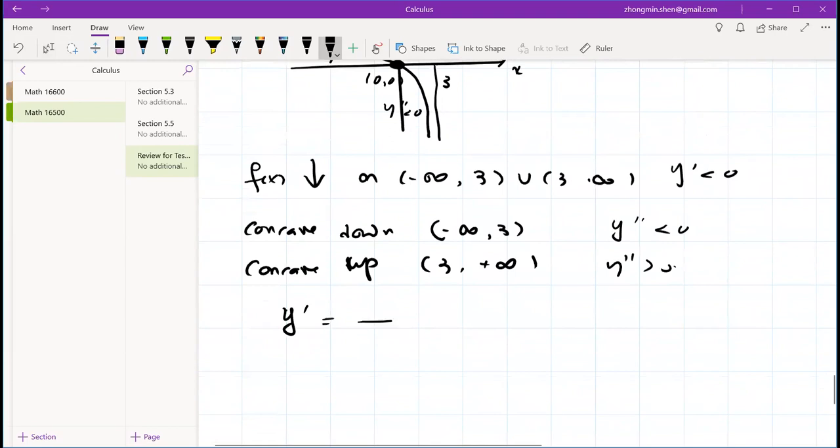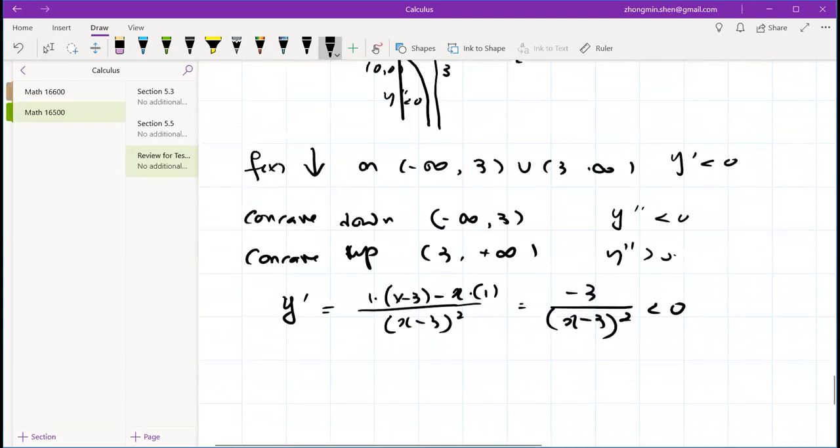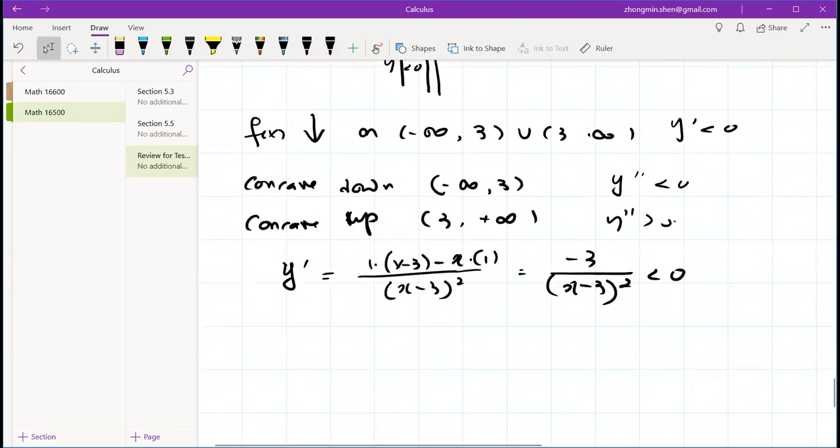y prime is (x minus 3) squared in the denominator, and the numerator is 1 times (x minus 3) minus x times 1, which is going to be negative 3, over (x minus 3) squared. It's always negative. That verifies our statement. Okay, for the second derivative, we have to be a little bit careful.